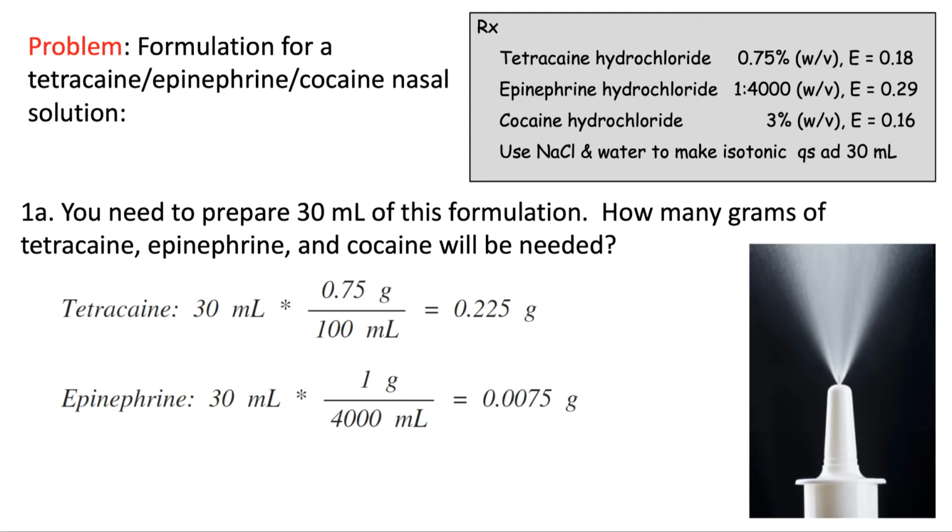0.0075 grams. And our last ingredient was the cocaine, and we'll start with, again, the 30 milliliters times its concentration, which was 3%, meaning 3 grams per 100 milliliters. Again, milliliters cancel, and 30 times 3 divided by 100 gives us a final numeric value of 0.9 grams of cocaine. So as you can see, what we've done so far in this first part of this question is determine the actual weight of the three of our active ingredients.